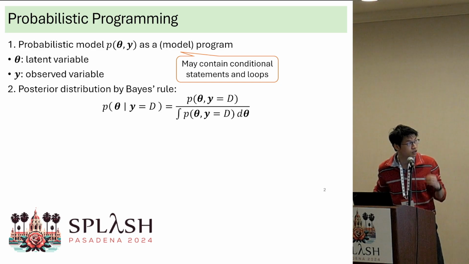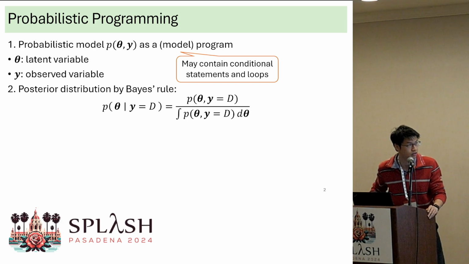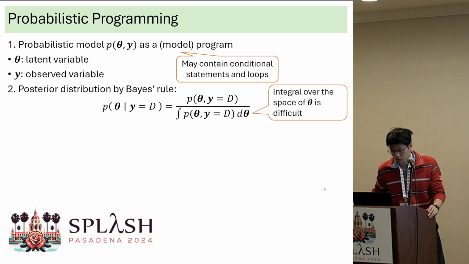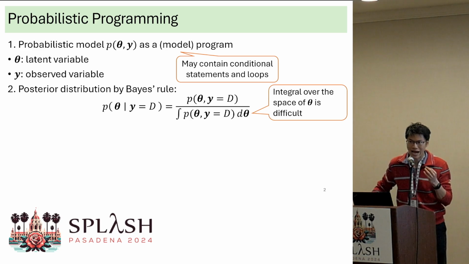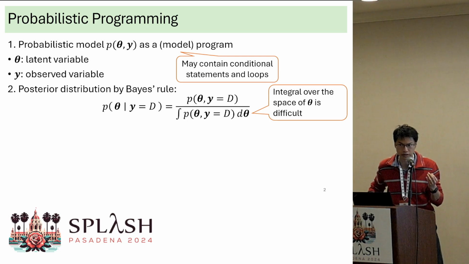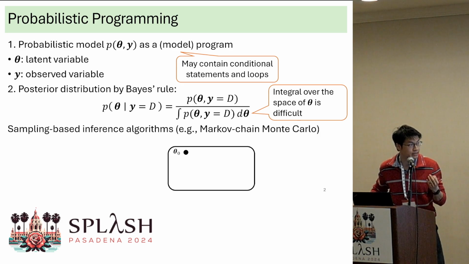Next, the user collects observed data, d, and uses it to compute the posterior distribution, which is given by Bayes' rule on the slide. The denominator of the right-hand side involves an integral over the space of theta. Because this space is usually high-dimensional, computing this integral is intractable. So instead, in practice, we run a sampling-based inference algorithm, such as Markov chain Monte Carlo, or MCMC for short.